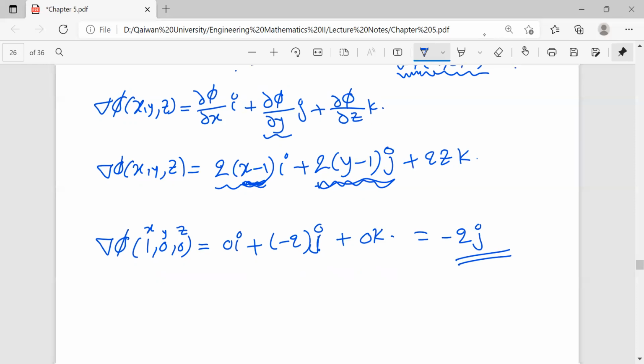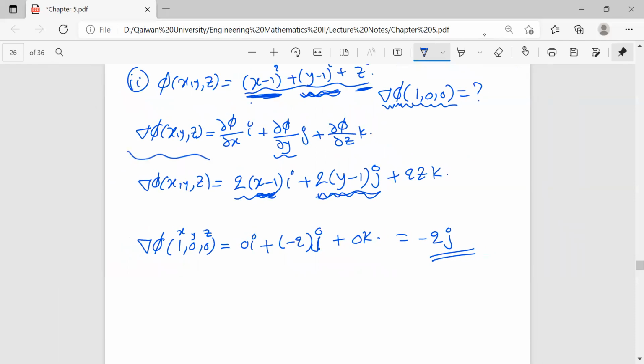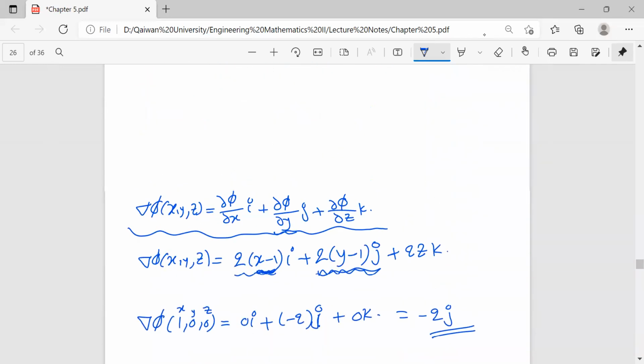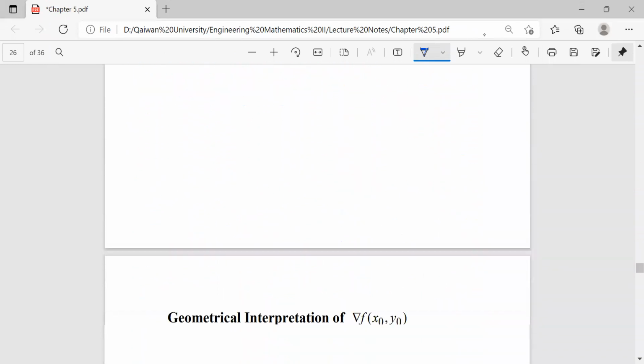The most important thing here is this rule. If you know the rule, the others are easy. So that's the answer for these two examples.